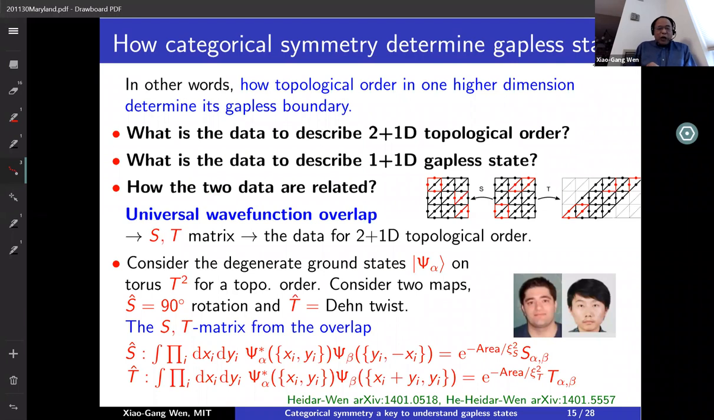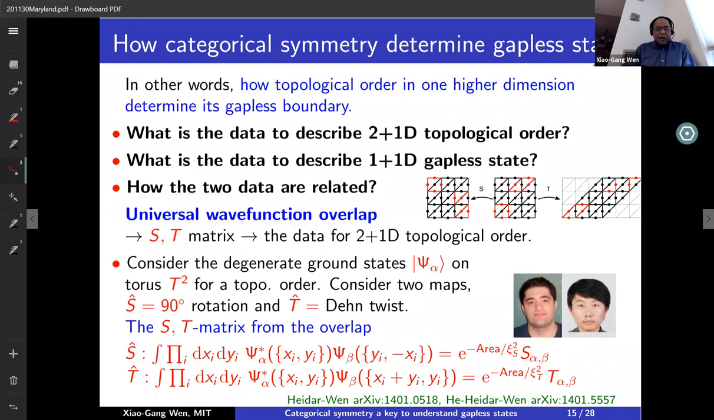So the data to describe a topological order can be obtained from wave function overlap, which is a modular transformation, the ST matrix. So in 2+1D, it works. In higher dimensions, this is still an issue. And this ST matrix, there are many ways to explain that. The easiest way to explain the ST matrix as data for topological order is to use wave function overlap, this universal wave function overlap.